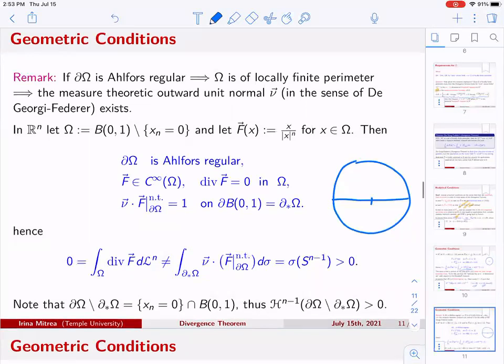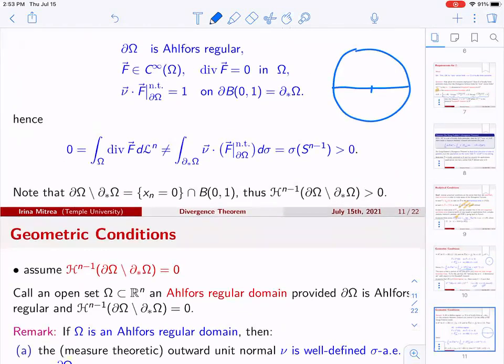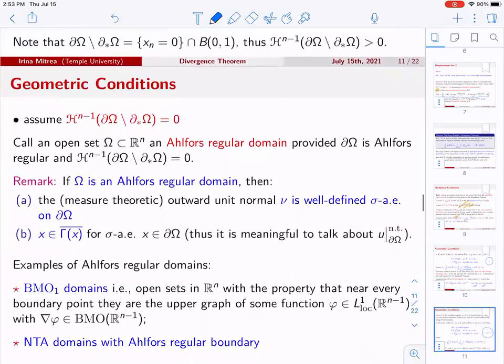The problem that occurs in this situation is that the set theoretic difference between the topological boundary and the geometric measure theoretical boundary now has strictly positive surface measure, because it's the measure of this entire segment. So to prevent this, we're going to make this assumption. We're going to ask that the n-1 Hausdorff measure in R^n of the set theoretic difference between the topological boundary and the geometric measure theoretical boundary is 0.